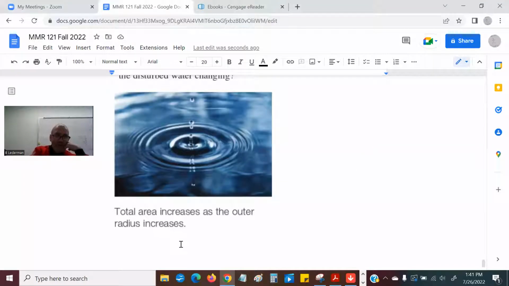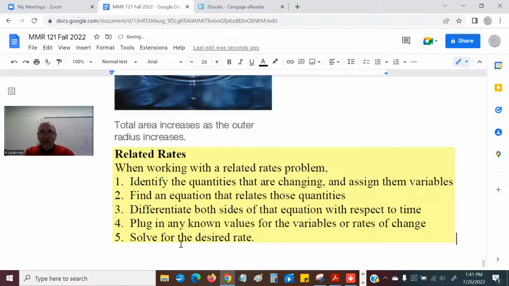So as a rule for these kind of problems, generally speaking, we want to figure out the quantities that are changing, like we did in our previous problem. The radius was changing, the area was changing. We want to give them variables: R was radius, A was area. Then you want to find an equation that relates those quantities, and you're going to have to do that from your store of mathematical knowledge.